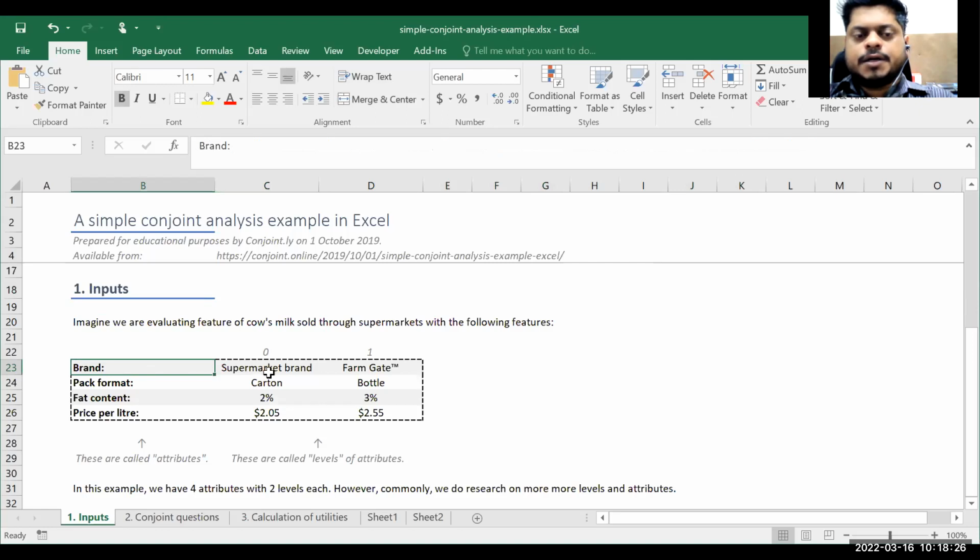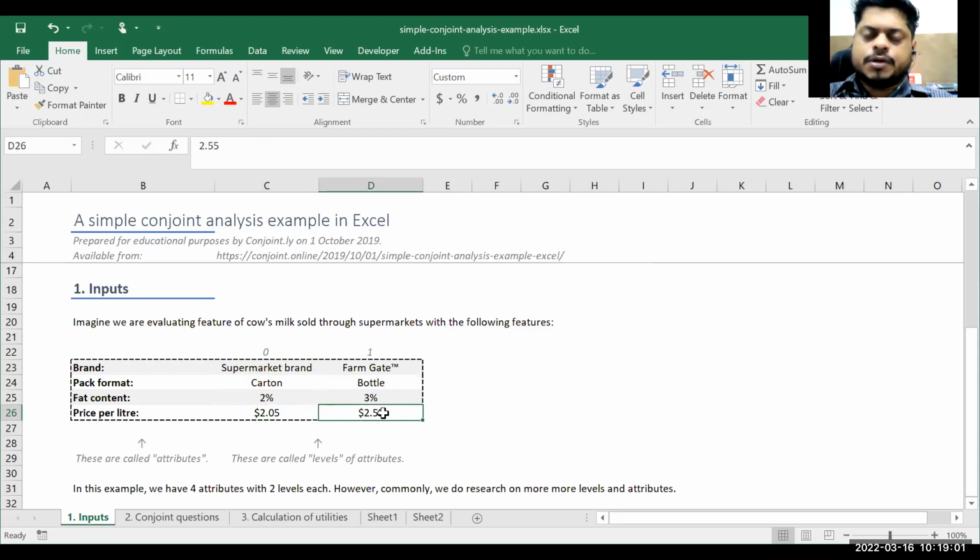So I have a brand, with two different kinds: one is a supermarket brand, one is a farm gate brand. Supermarket brand, let's say Big Bazaar or Reliance Mart, their own branding that they put and sell. Farm gate, let's say something similar to Amul or Milky Moo. Pack format: carton or bottle. Fat content: 2% fat or 3% fat. Then price per liter is $2 or $2.55.